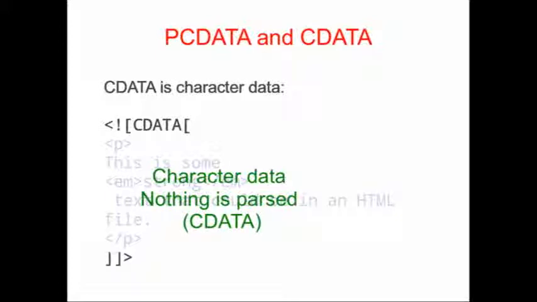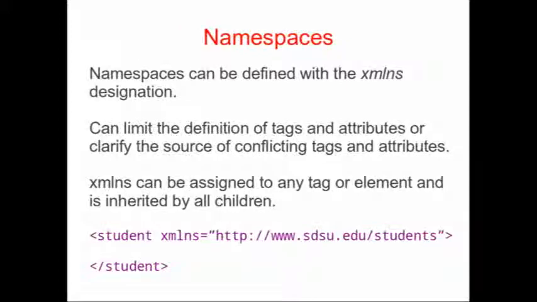So character data is wrapped within this very specific encoding, which involves less than and greater than signs and square brackets. And this indicates that the block of text within these delimiters is character data that should not be parsed out. We can further limit our options with an XML file by using namespaces.